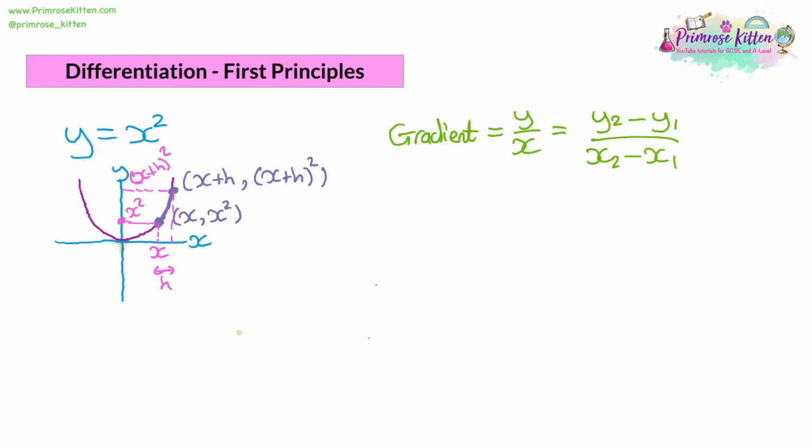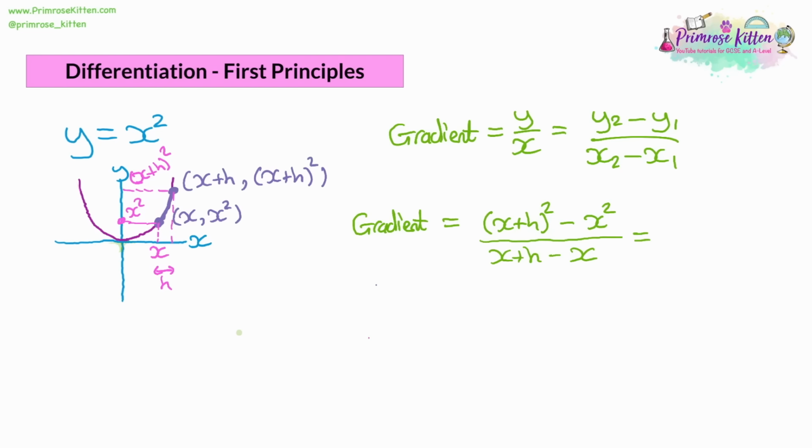So what we can do is we can substitute into this formula to find out the gradient in between these 2 coordinates. So our second y coordinate was the one in brackets, (x plus h) all squared. And then we're taking away the first y coordinate, which was x squared. We're dividing that by the second x coordinate, which is x plus h. And then we're taking away from that the first x coordinate.